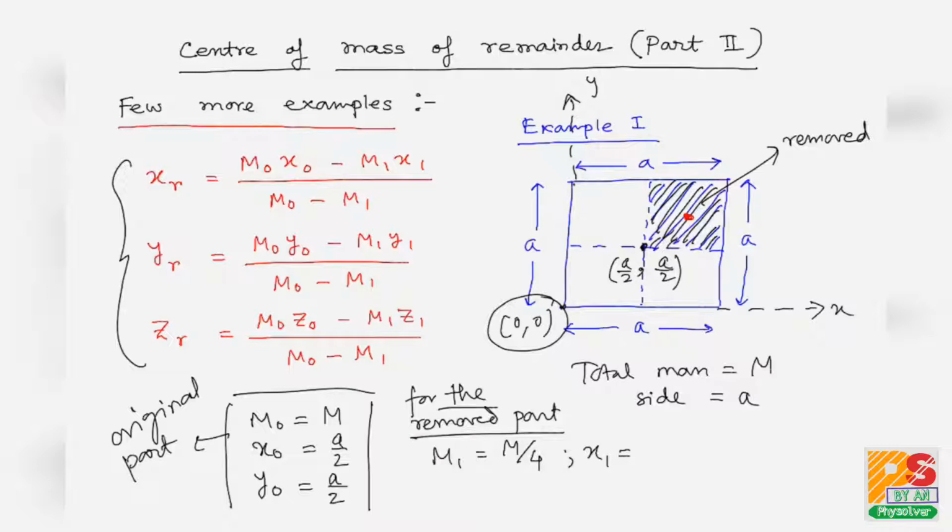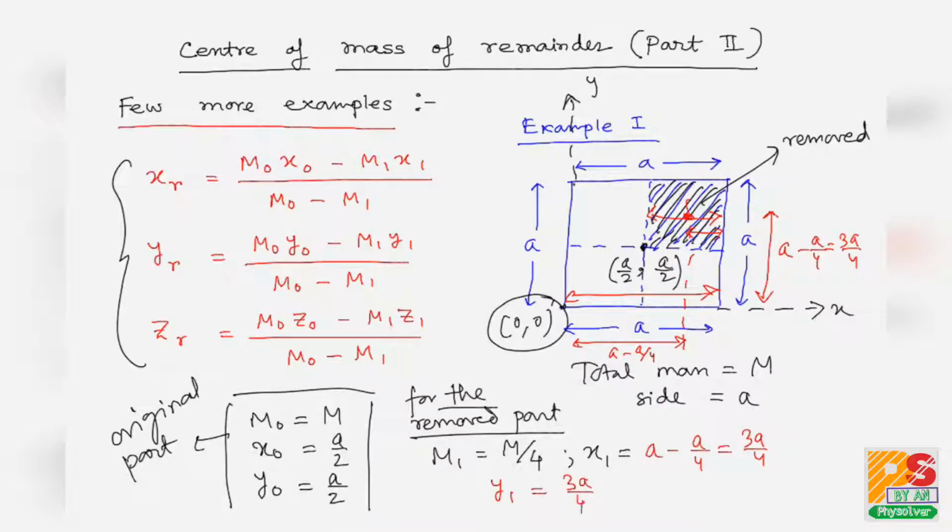Now what will be the coordinate of this point? See, this thing is A by 2, so this thing is A by 4. The total length is A. Therefore I can say the x coordinate of the removed part is A minus A by 4, that is 3A by 4. I hope you understand. I take this distance, A minus A by 4. And similarly, the y coordinate is this distance, which is again A minus A by 4, that is 3A by 4. So y1 is also 3A by 4. This is for the removed part.